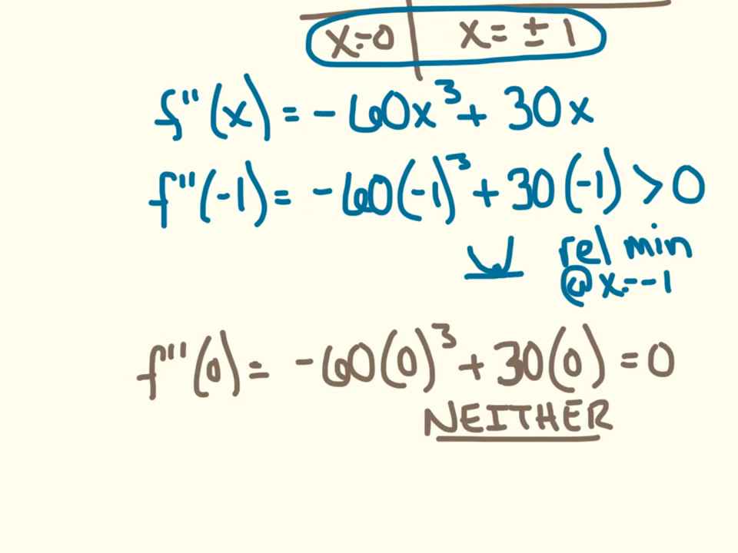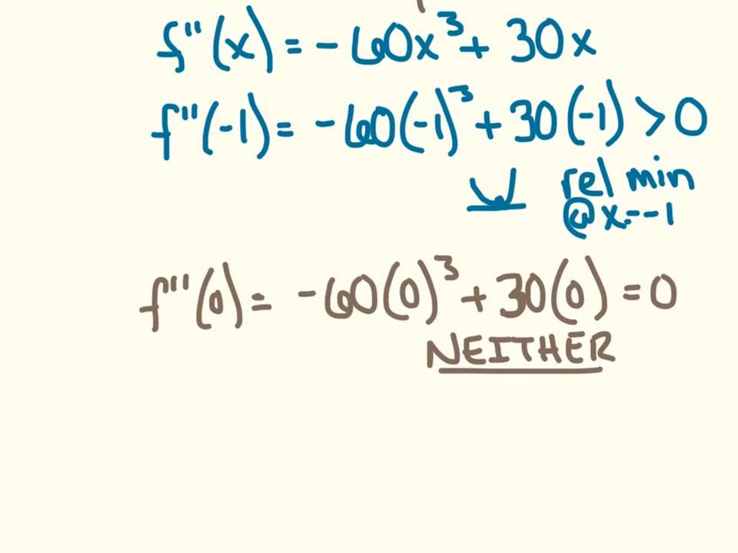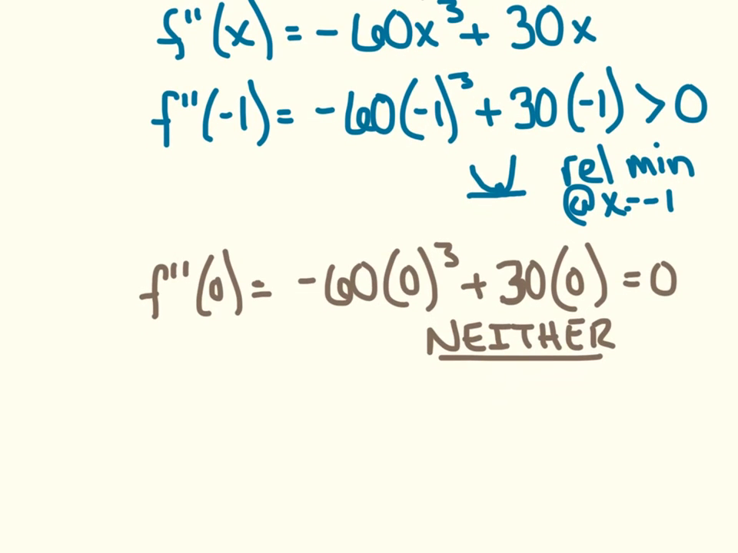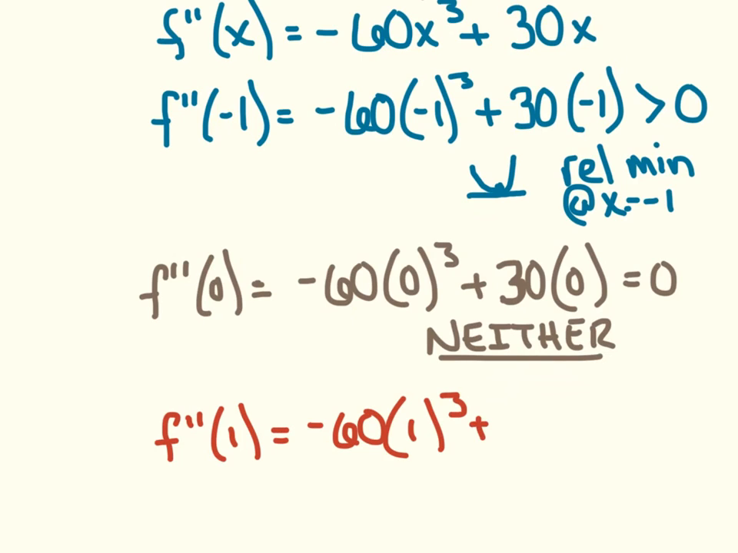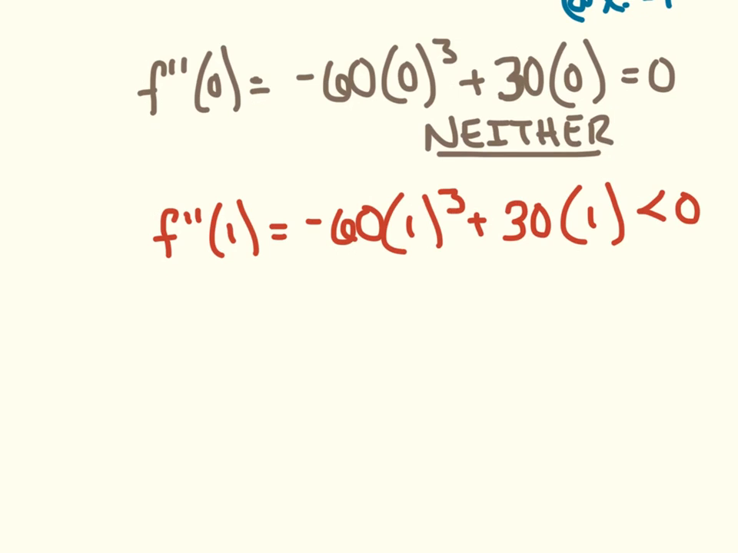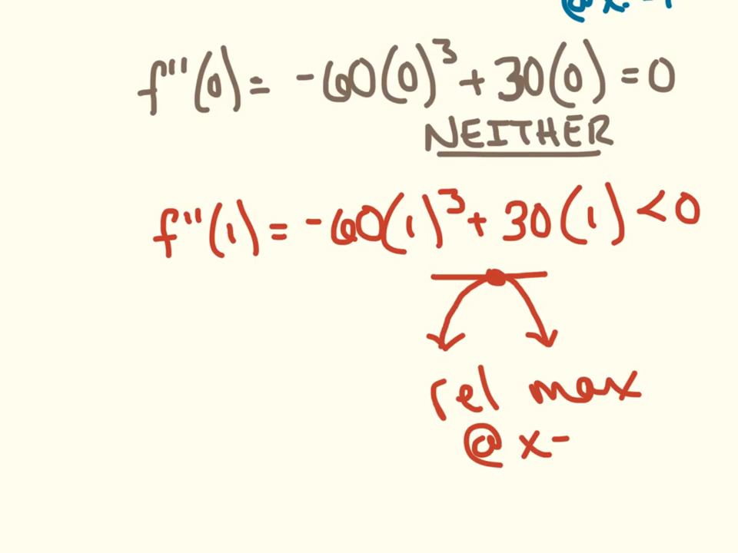Sometimes we call it a false critical point. And then last but not least, let's plug in a positive 1. Negative 60 times positive 1 cubed plus 30 times positive 1, and that's a negative number. And what you'll see here is because the second derivative is negative, then f is concave down. We know there's a horizontal tangent line at 1, therefore there is a relative max at x equals 1.